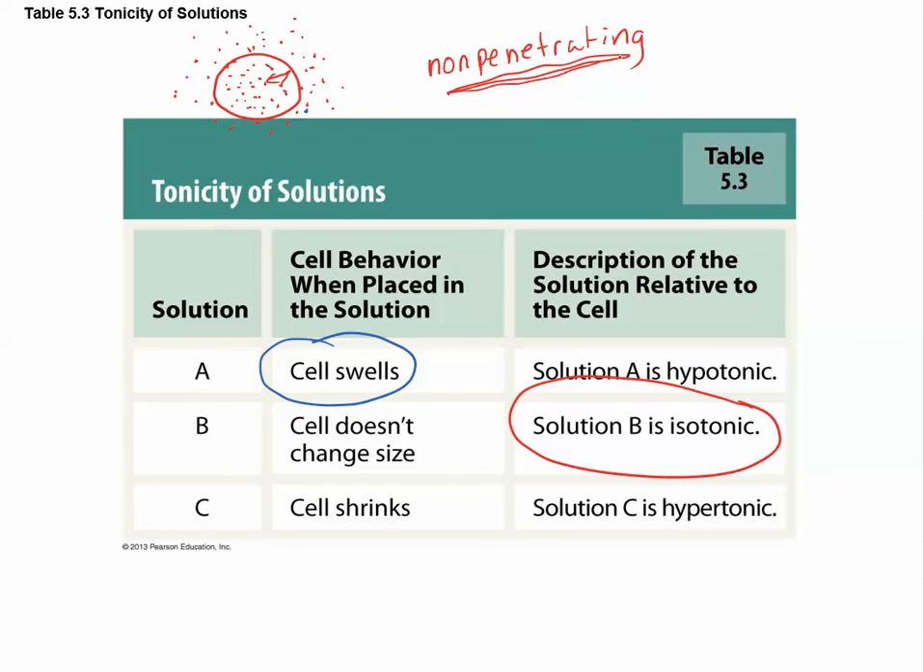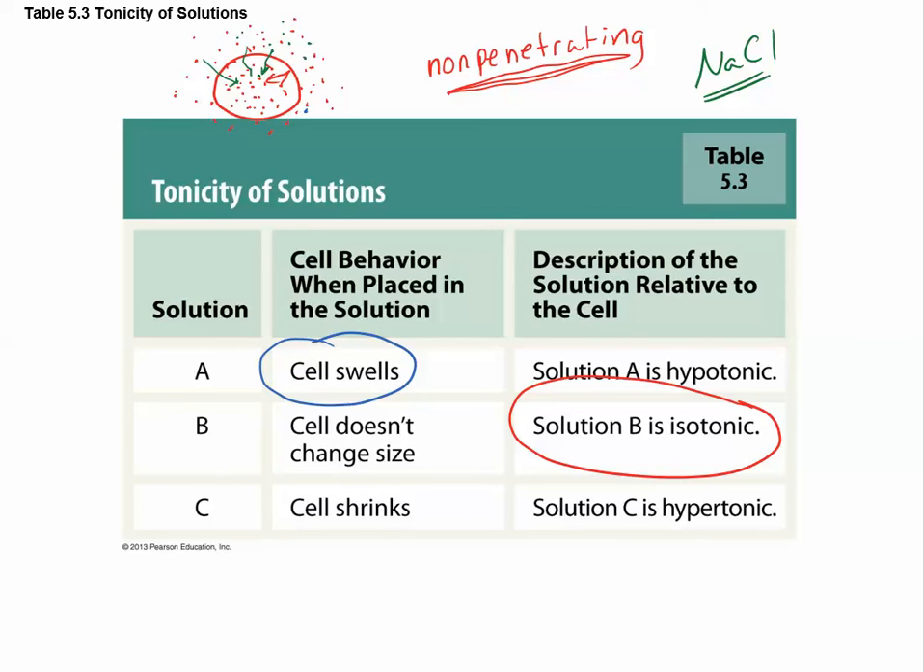It doesn't matter so much if they're penetrating, because if you put in a penetrating molecule at a higher concentration, it'll just move in. So that's not a big deal. It's the non-penetrating ones like sodium chloride. Sodium chloride isn't able to just move in. The cell decides when sodium, chloride and potassium can move in and out. But for glucose, there are usually carriers.